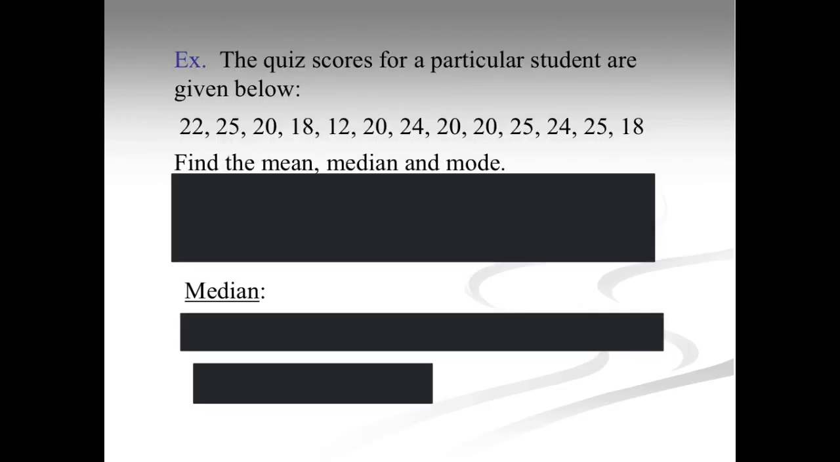For our first example, we're given quiz scores for a certain individual. So we have 20, 25, 20, 18, and several other quiz scores for our individual. We're going to find the mean, the median, and the mode. To find the mean, we're going to add up all of the individual quiz scores and divide by the total number of quizzes the individual took.